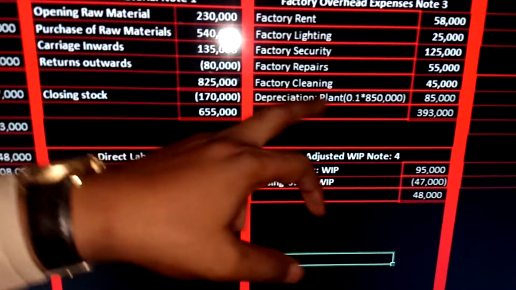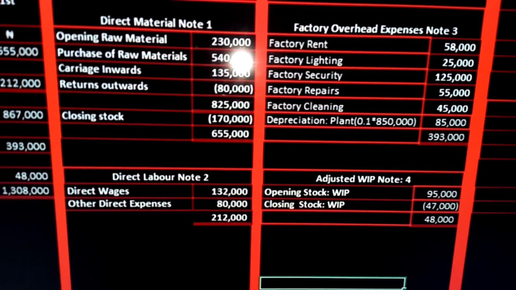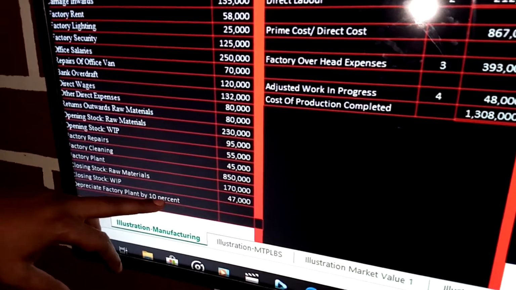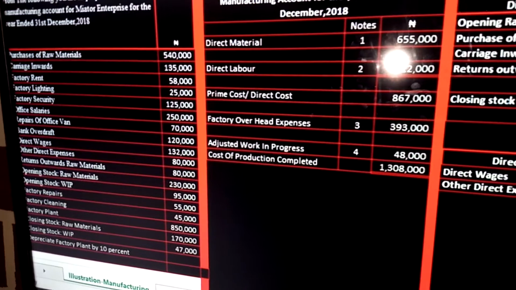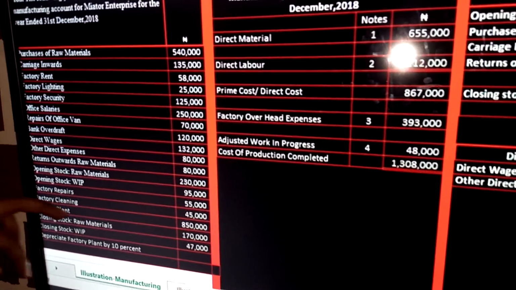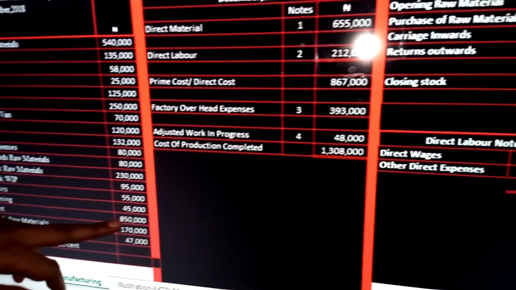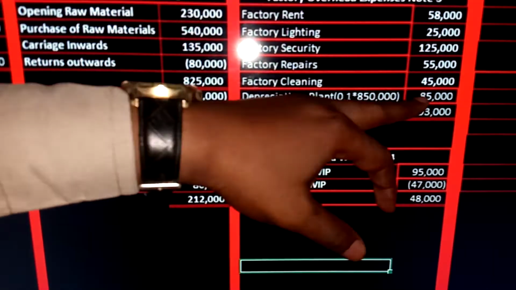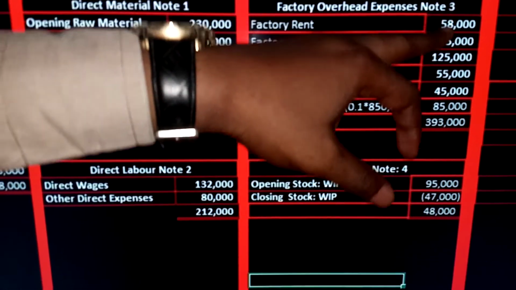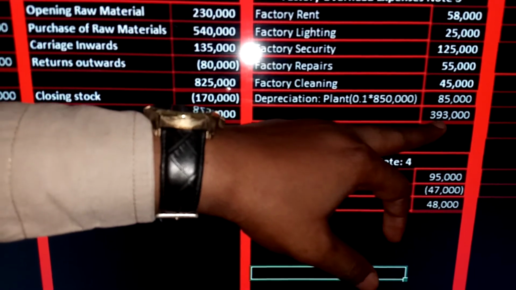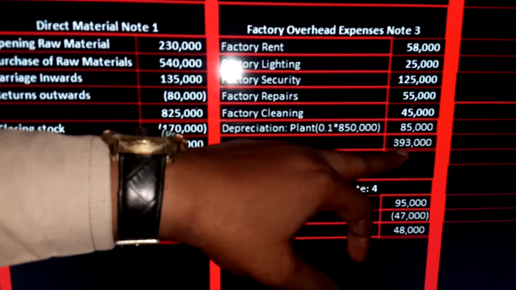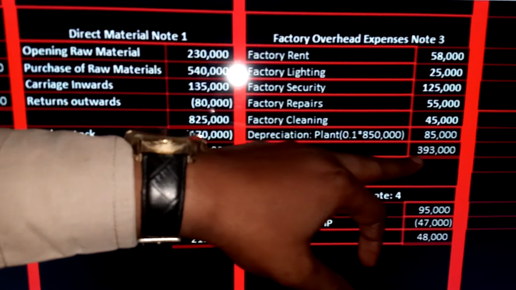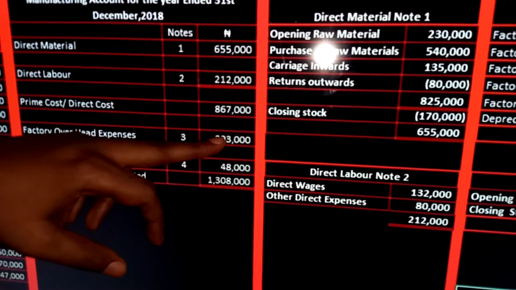Then we have depreciation of plants. They said we should depreciate plants by 10%. I already explained what depreciation is. Okay. So what's the factory plant here? It's 850,000. So if you apply 10% on 850, you have 85,000. That's what you have here. So when you add everything, you have 393,000. So that's what we have here as factory overhead expense, 393,000.